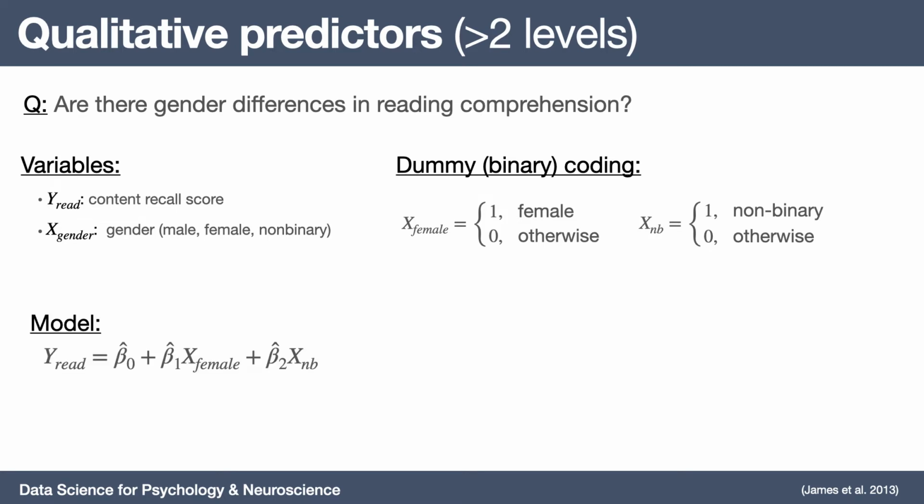Now we would fit a regression model that looks like this. The reading comprehension score y-read equals beta hat 0 plus beta hat 1 times the female variable plus beta hat 2 times the non-binary variable. I can capture all 3 levels of the gender category in this model. Male effects are represented by beta hat 0. Female effects are represented by beta hat 0 plus beta hat 2. And the non-binary effects are represented by beta hat 0 plus beta hat 1.